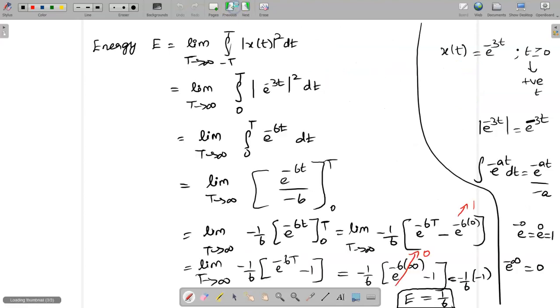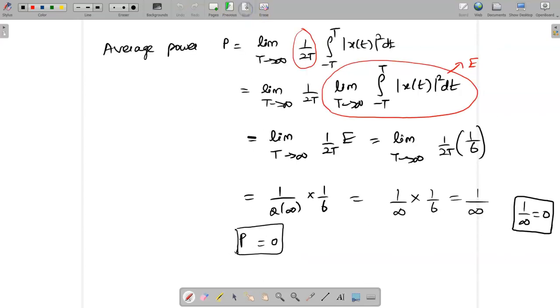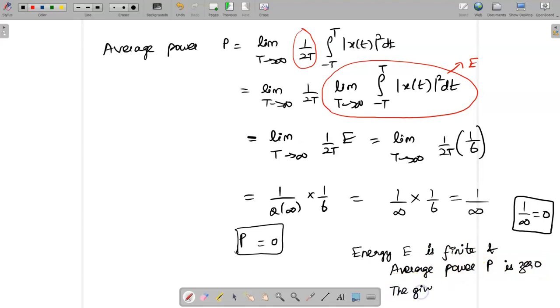Already we have determined energy E as 1 by 6. So energy E is finite. Why? Because it is 1 by 6. And average power P is 0. So whenever energy E is finite and average power P is 0, the given signal is an energy signal. Therefore, the given signal is energy signal.